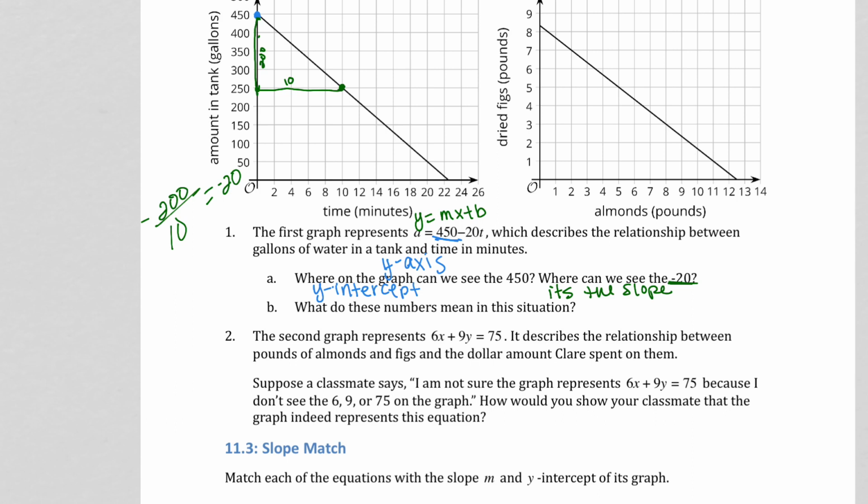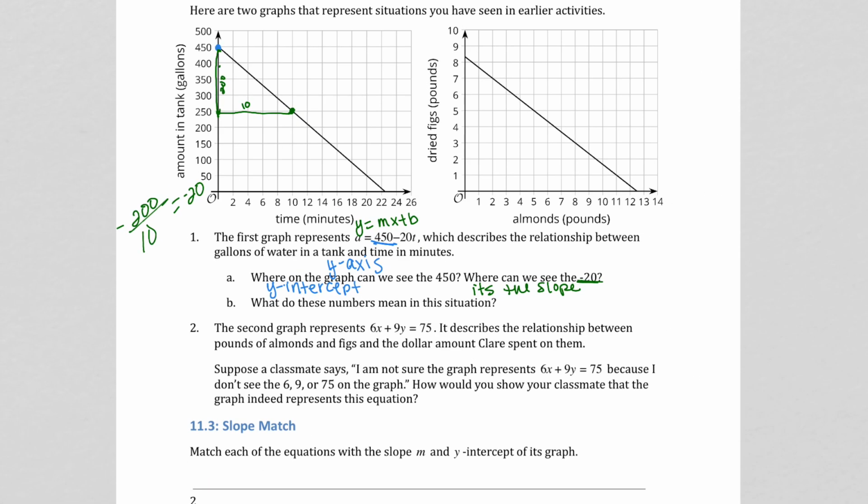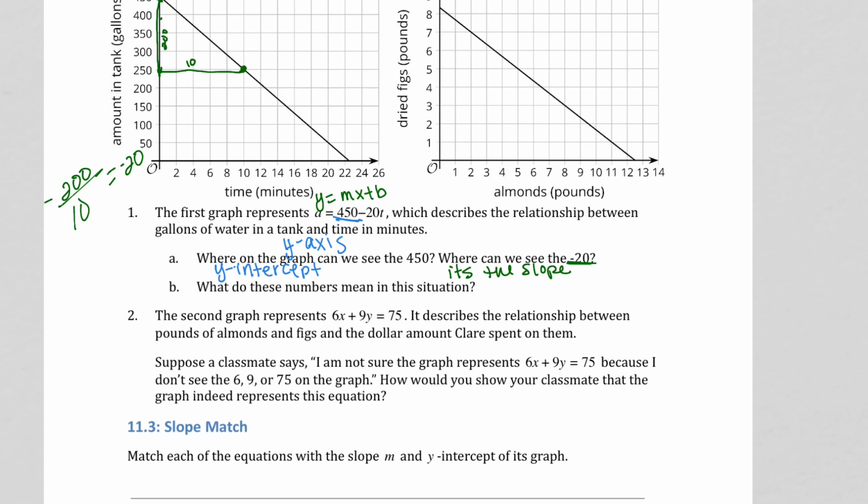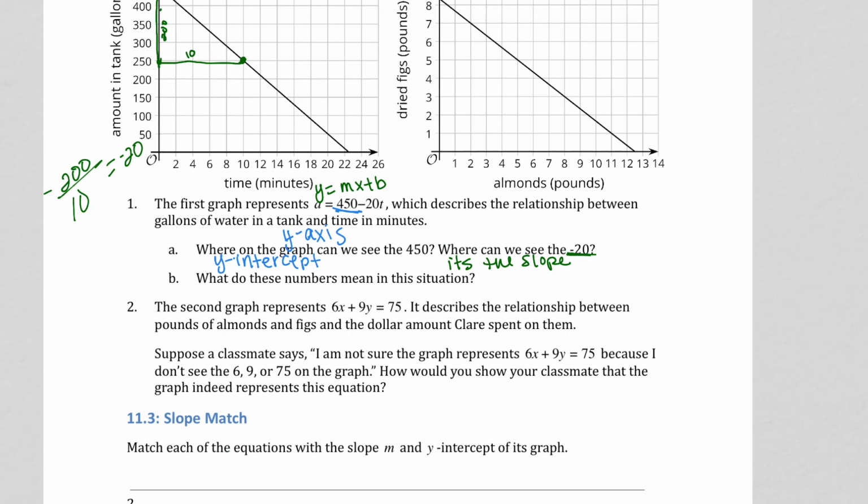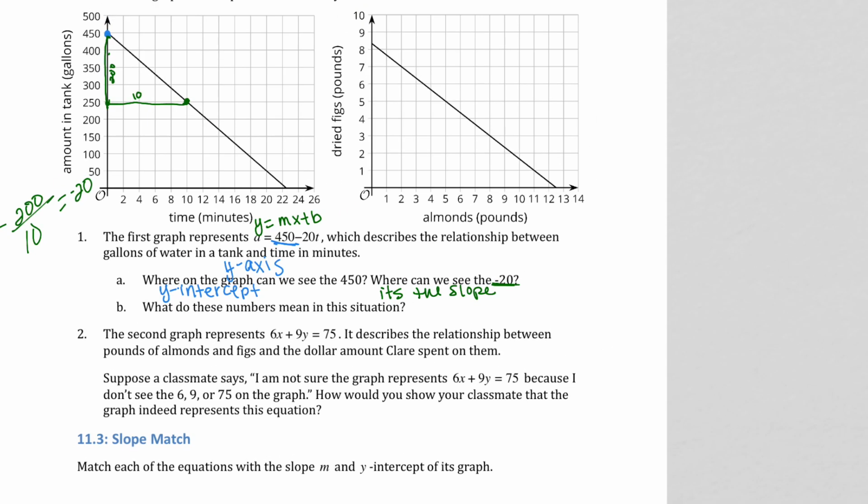All right, the second graph represents 6x plus 9y equals 75. It describes the relationship between the pounds of almonds and figs and the dollar amount Claire spent on them. Suppose a classmate says, I am not sure the graph represents 6x plus 9y equals 75, because I don't see 6, 9, or 75 on the graph. How could you show your classmate that the graph indeed represents this equation?